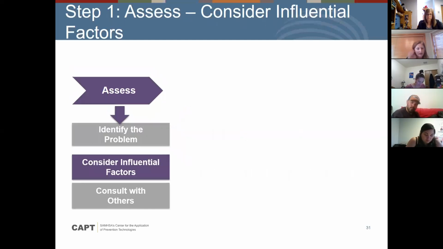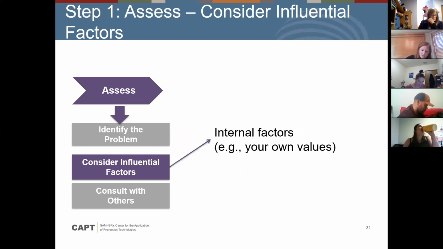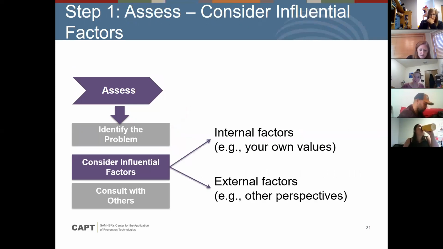All right. Keep that in the back of your mind, and we're going to keep going through here. The next piece to assessing the problem here is considering influential factors. So we would look at both internal and external factors. Internal factors would include our personal perspectives, values, and needs that might introduce bias or otherwise affect our decision. And the external factors would be those perspectives of others involved in the parties, including their rights, vulnerabilities, and responsibilities.